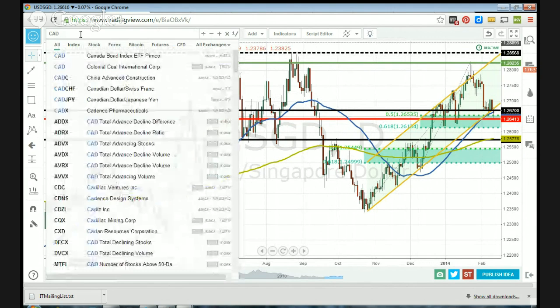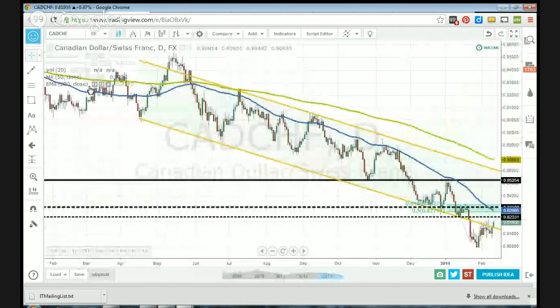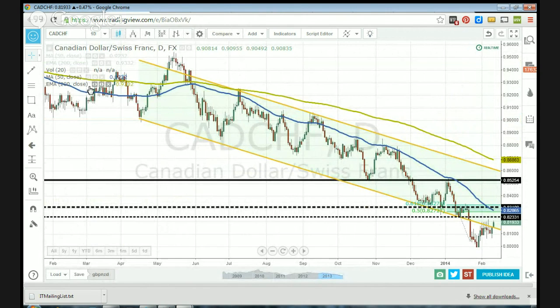Now the Canadian dollar pairs. Okay, Canada Swiss has now rallied back into the channel. Now I am interested in shorting Canada Swiss. We have a very clear downtrend here. However, I really would like for it to go to 82.72, right here. So if we can go, I'm actually going to change this line, make it orange.